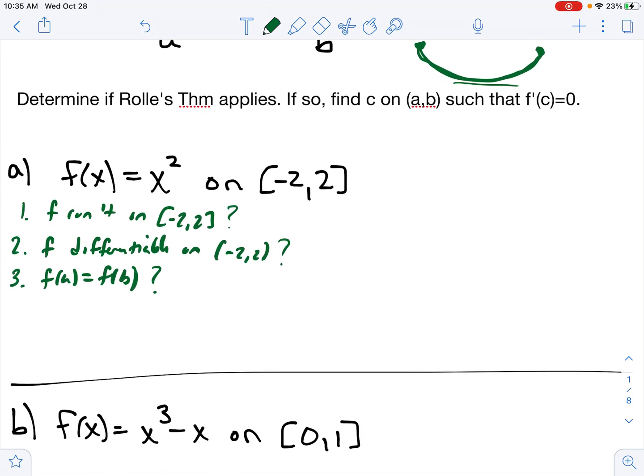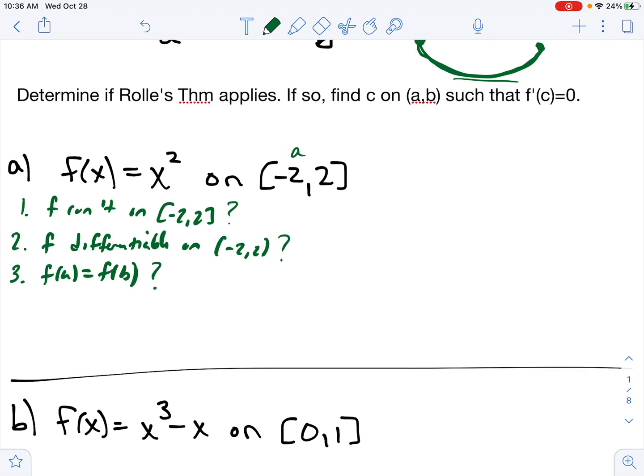So here we go. We have a function f of x equals x squared on the closed interval negative 2, 2. To determine if Rolle's theorem applies, we've got to ask ourselves these questions. Is the function continuous on the closed interval? Is it differentiable on the open interval? And do the endpoints have the same y value? In other words, does f of a equal f of b here? So here's our a, here's our b. We're on the interval negative 2, 2. Now f of x is x squared.